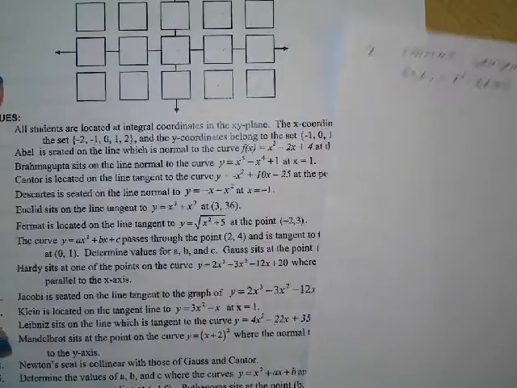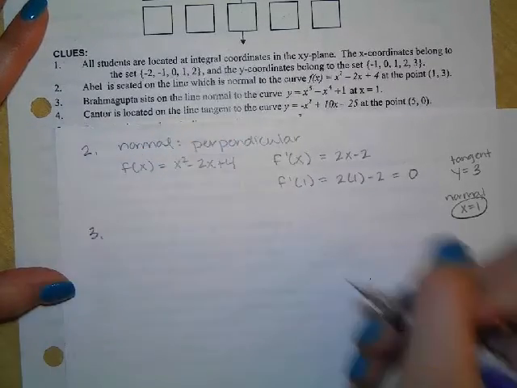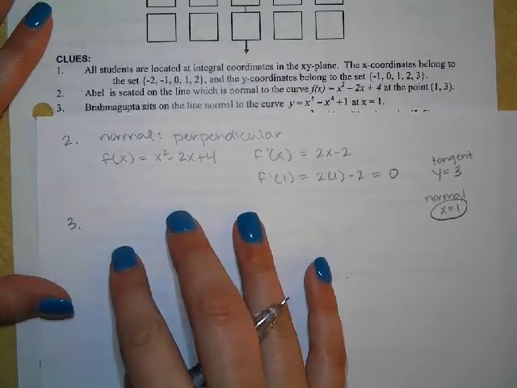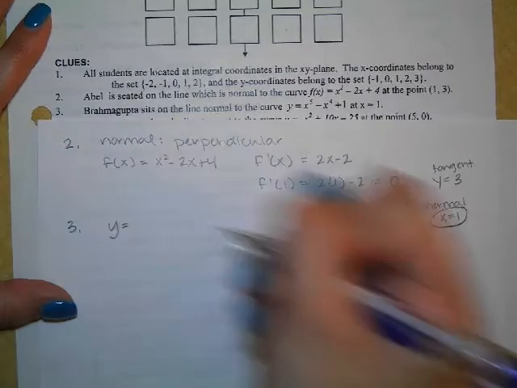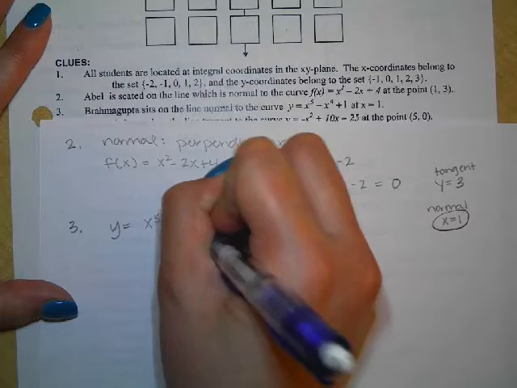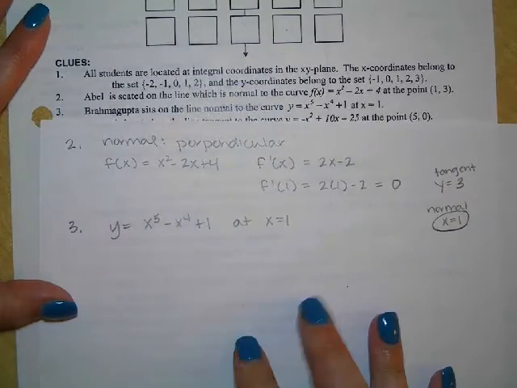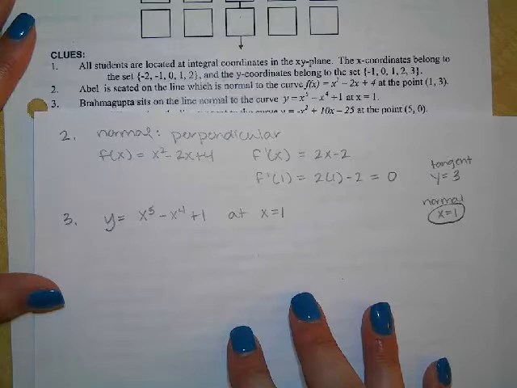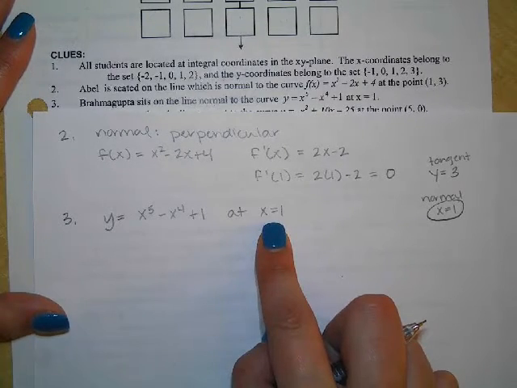All right, number 3. What's your best guess for how to pronounce that? There we go. Sits on the line normal to the curve y equals x to the 5th minus x to the 4th plus 1 at x equals 1. Now they did not give us a y coordinate. So how do we find the y coordinate for that point? We're going to plug it in.